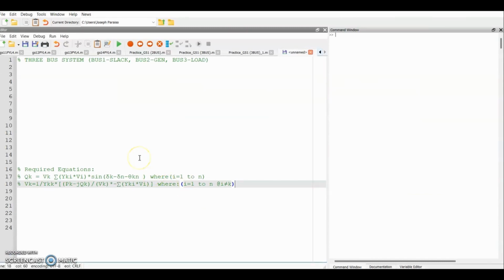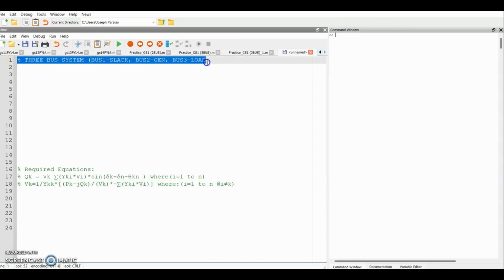Now we are here at the Octave program window. Octave is a free version of Matlab. This is free to download. Okay, let's start with our script writing. I already wrote the specifications of our sample problem, wherein we have a 3-bus system where bus 1 is a slack bus, bus 2 is a generator bus, and bus 3 is a load bus.